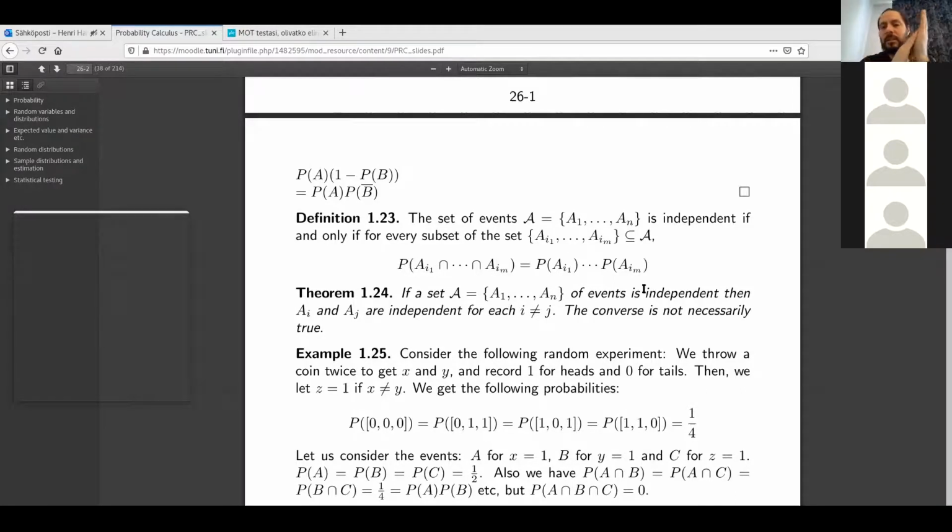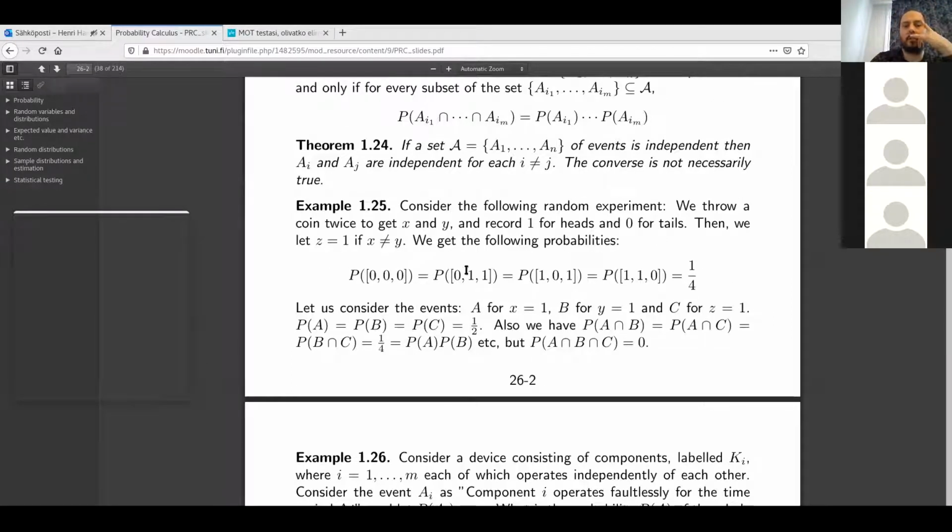And here's one that was given in the exercises, this model. So we have this random experiment. We throw a coin twice. We get 1 and 0 for heads and tails. We take a third number to be 1 if the rolls landed differently, and 0 if they were the same. And now we have these points 0,0,0, 0,1,1, 1,0,1, and 1,1,0. And the probability of each of these points is 1/4.